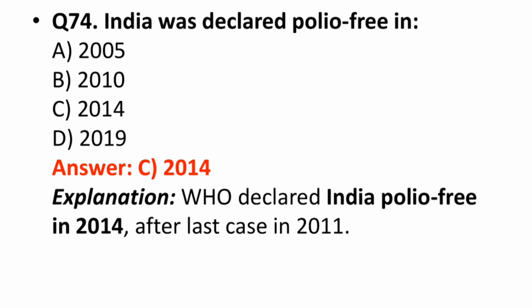India was declared polio free in option A 2005, option B 2010, option C 2014, option D 2019. The correct answer is option C, 2014. WHO declared India polio free in 2014 after the last case in 2011.